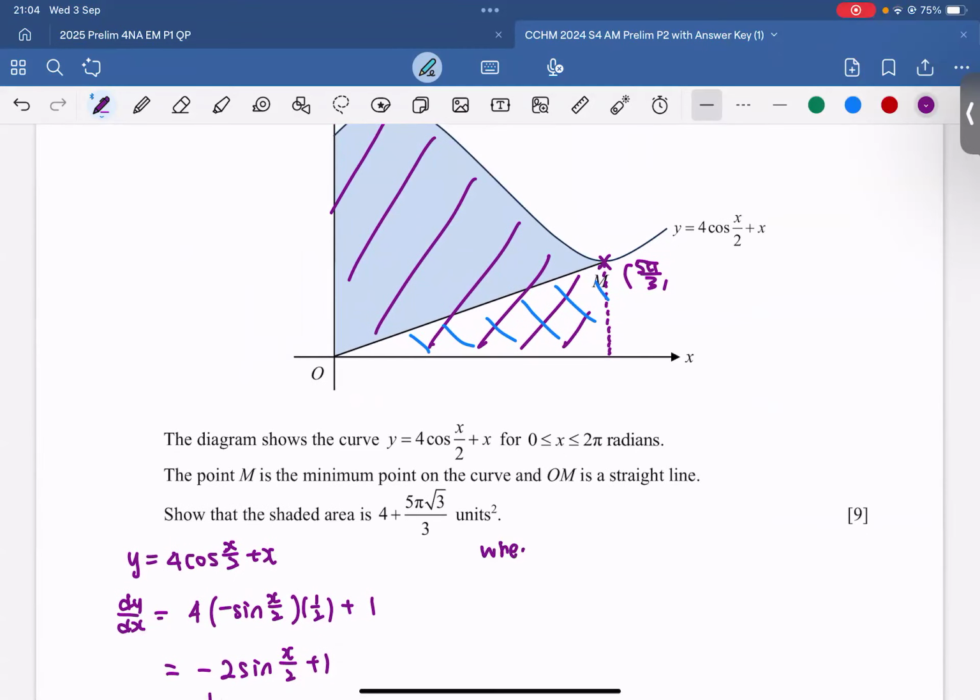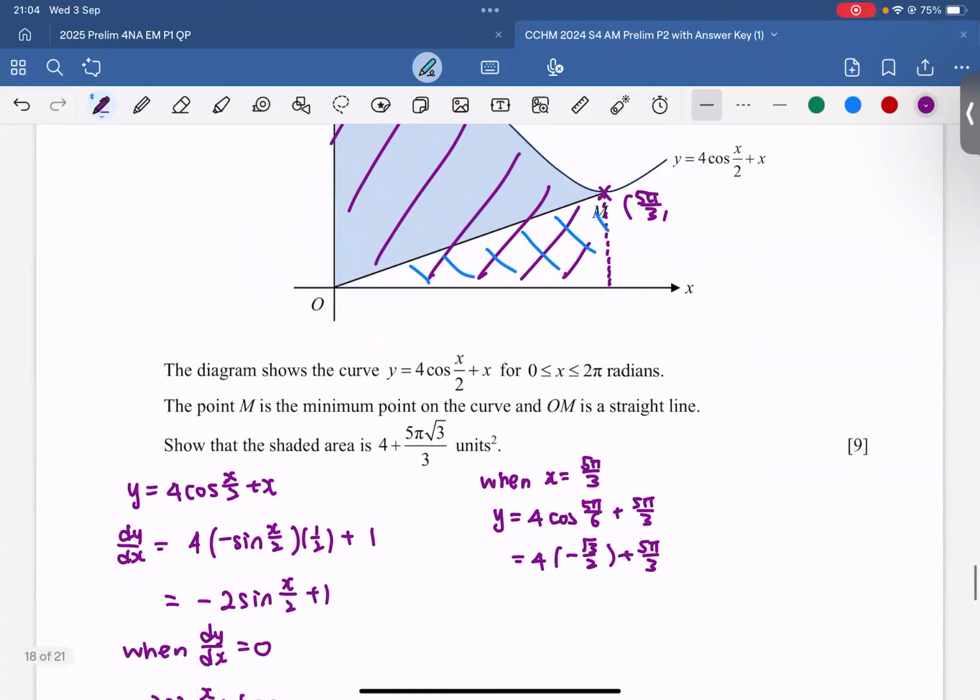So when x is equal to 5 pi over 3, my y is equal to 4 cos 5 pi over 6 plus 5 pi over 3. What is cosine 5 pi over 6? Negative square root 3 over 2. That will give me negative 2 square root 3 plus 5 pi over 3.